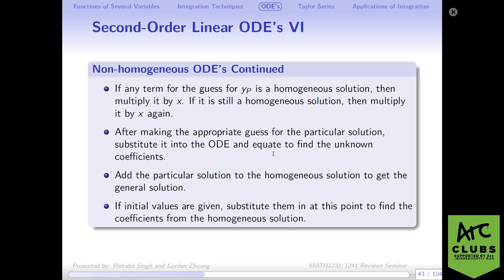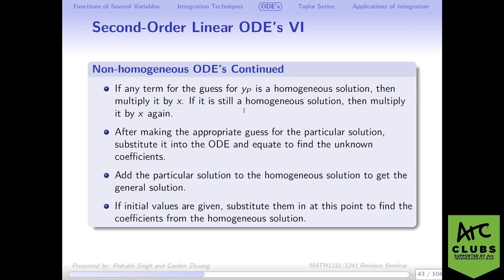So the general way to solve for non-homogeneous ODEs is that first we make a guess. However, if the guess is in the homogeneous solution, that means it can't be a solution for the particular ODE, since if we sub it in, we'll get 0. So all we do is we add x in front, and if it's still in the homogeneous solution, then we add x again. And I have an example on the next slide, I think.